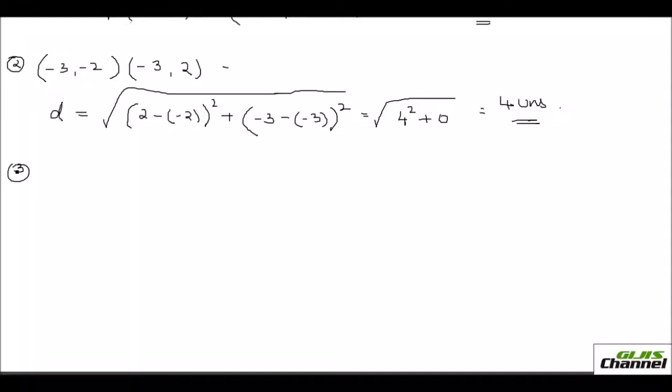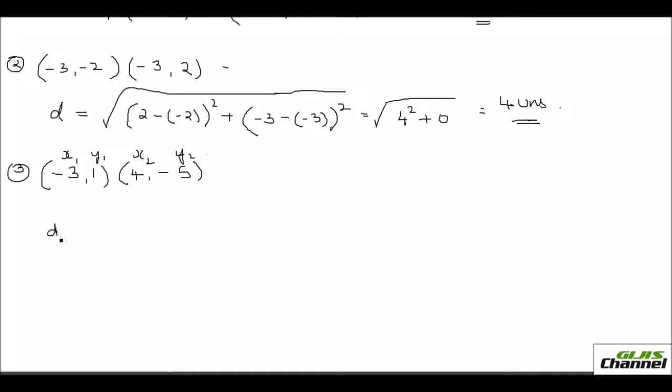Let's do another one. Here I take the values as negative 3. Just note down how I am doing with the negative numbers. How do I deal with the negative numbers? You have to be careful with the signs. So here I repeat again. This one I take it as x1 and y1. This is my x2 and y2.